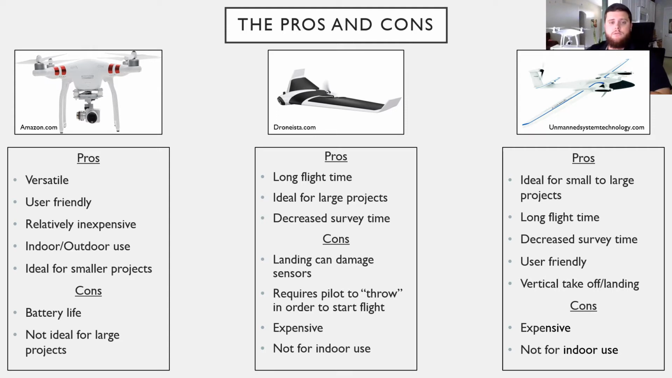The VTOL or the hybrid, they're on the right. Some pros for that: they can cover everything from smaller projects to large projects. They do have a longer flight time, not as long as the fixed wing, but they can still fly for about an hour, just over an hour probably.